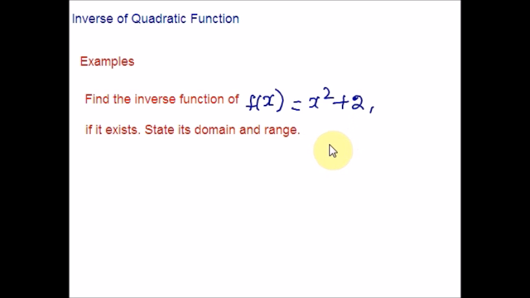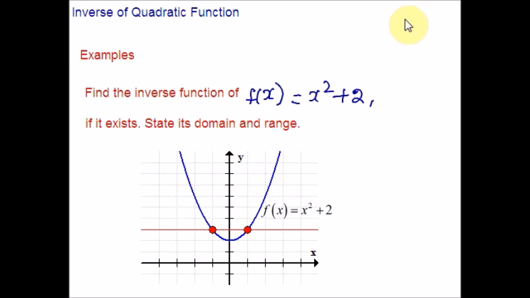Therefore, the inverse is not a function. So I will not even bother applying the key steps above to find its inverse, in case the inverse does not exist. Let me show the graph of this function and explain why it does not have an inverse function. Do you see the graph of this function, x squared plus 2? I'm drawing a horizontal line in red color. Do you notice that it touches the graph more than once?